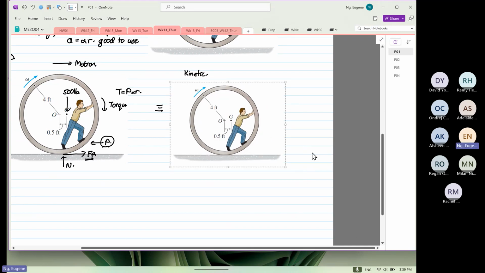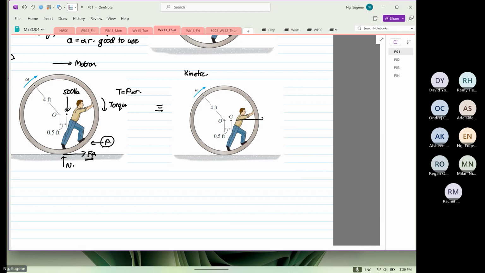On the kinetics of the analysis, we know that over here we have m AGX, and we also do have a rotation that is I naught alpha, which is also I naught alpha.